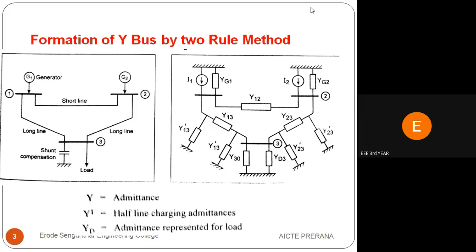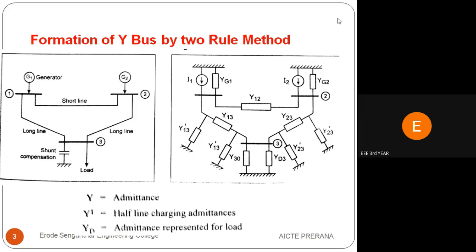In this circuit, we have considered a three bus system. Three bus means totally we have three different buses. These three different buses are connected together and form the equivalent power network, that is the right side diagram. What is the purpose of the equivalent power network? We have to mention the admittance values in that network. From this, we have to form the Y bus matrix.